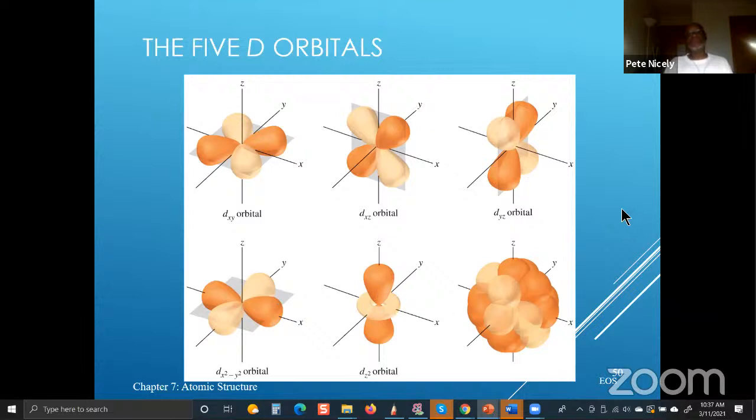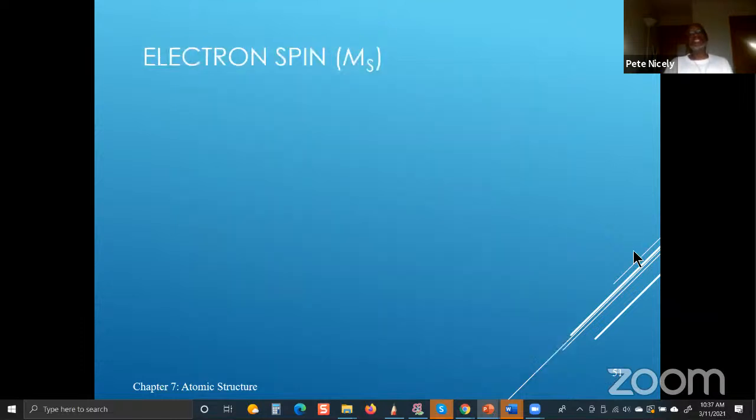You do need to know the shape of the S and P orbitals, but these you don't need to know. You just need to know that they exist, and they exist in sets of 5s. And then you have the 7D orbitals, which would be in higher shells, which I won't even show you the diagram for. And then they increase exponentially as you go along.